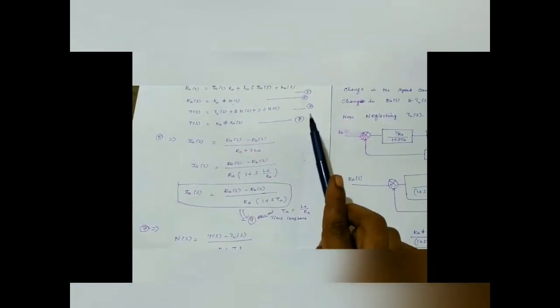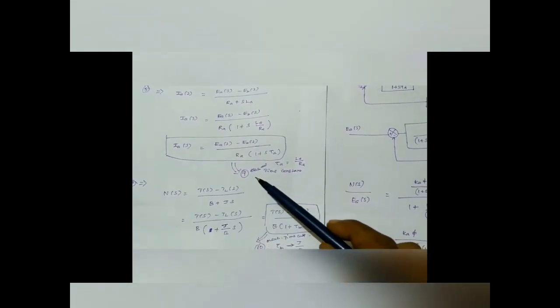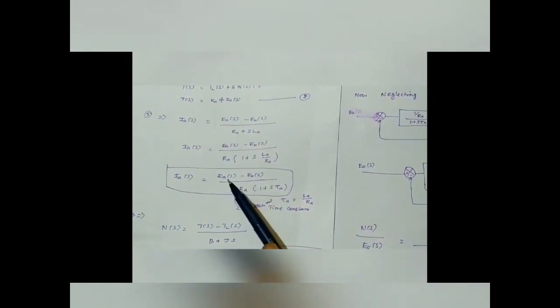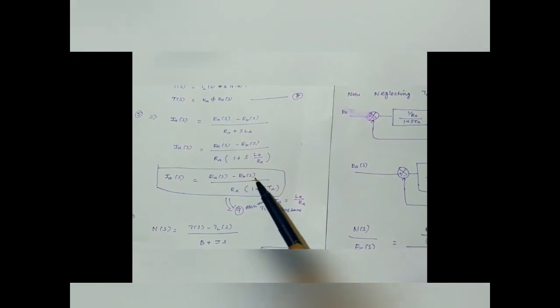From equation 5 we have written IA of S. From equation 7 we have written N of S. So these equations 9 and 10 can be drawn. Equation 9 is related with EA and EB, that is multiplied by 1 divided by this entire thing. So EA minus EB, that is multiplied by 1 by R, and this entire thing results in IA of S.